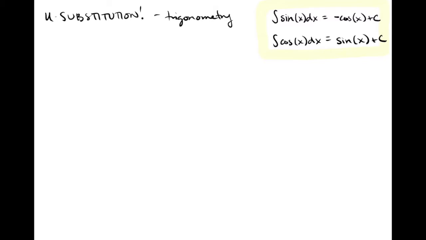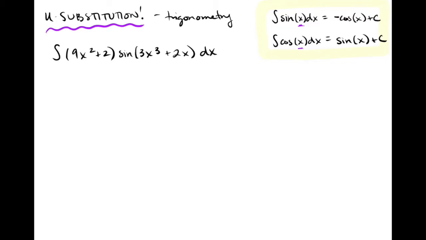So using that, we know we need U-substitution when we have a composite function. So when these x's have something more going on, it's not just an x, there's another function inside of my sine or cosine. So let's take a look at what happens when I have a function like that. And let's use as an example the integral of 9x squared plus 2 times the sine of 3x cubed plus 2x dx. So there's a lot going on.